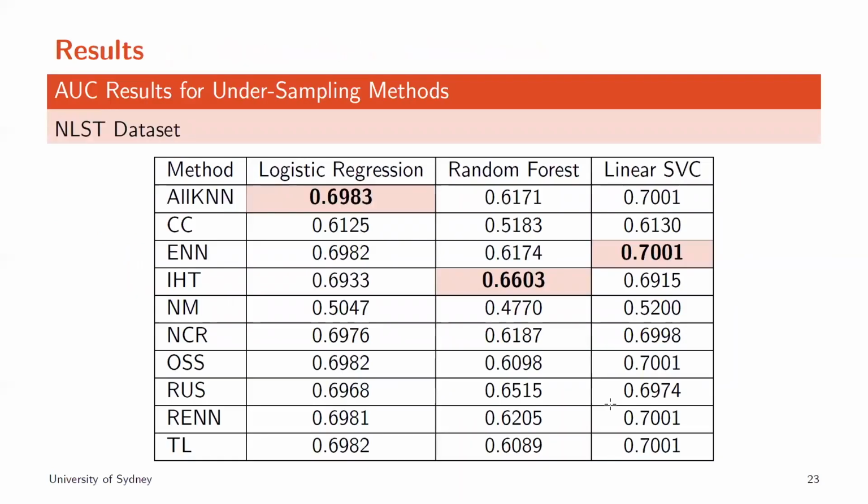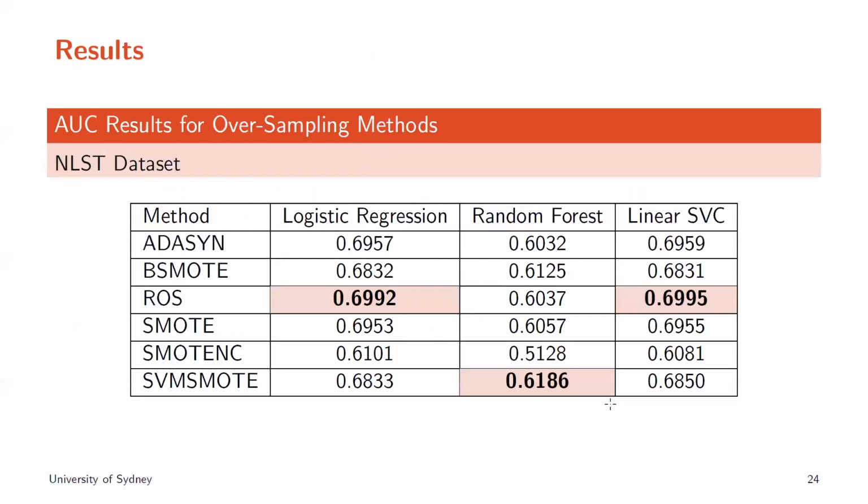We also apply these techniques to the NLST dataset, and here are our results. For undersampling methods, each classifier had its own best undersampling method. For logistic regression and linear SVC, the best performers are not too far from one another. For oversampling methods, random oversampling performs well with logistic regression and linear SVC, while SVM SMOTE performs well with random forest. Notice that these are the same methods that performed well in the oversampling portion of the PLCO dataset.